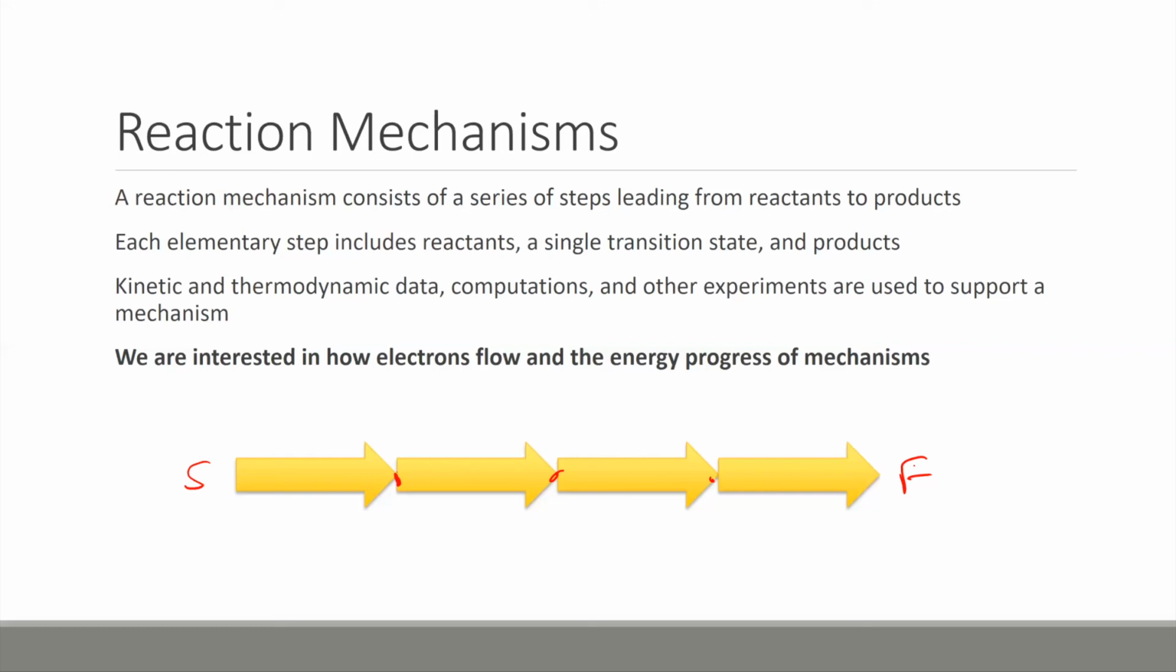Generally, we are interested in how electrons are flowing and the energy progress of the mechanism. So we're going to look at flow of electrons. You're going to use those electron moving arrows. We talked about those, where we're showing pushing electrons. And we're going to be looking at energy diagrams to understand how easy it is to go from one transition state to another, and how energetically favorable this overall process is.